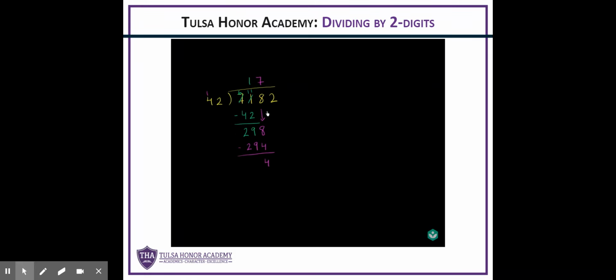So now let's add another place value. Let's bring this 2 down. And here we're just asking ourselves, how many times does 42 go into 42? Well, 42 goes into 42 exactly one time. 1 times 42 is 42, and we have no remainder. So this one luckily divided exactly. 42 goes into 7,182 exactly 171 times.